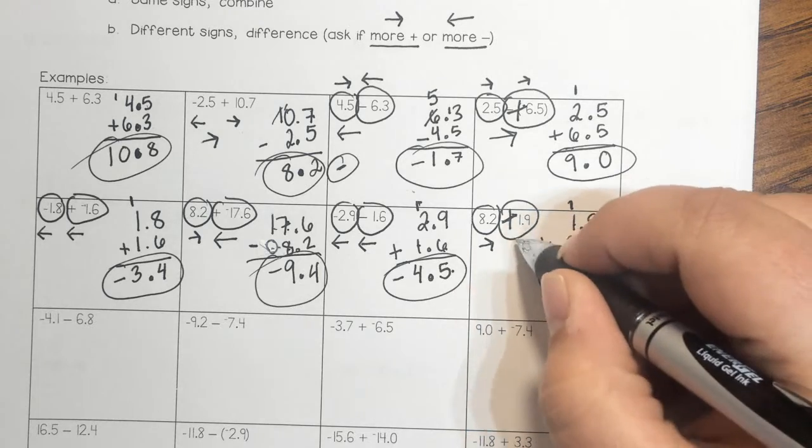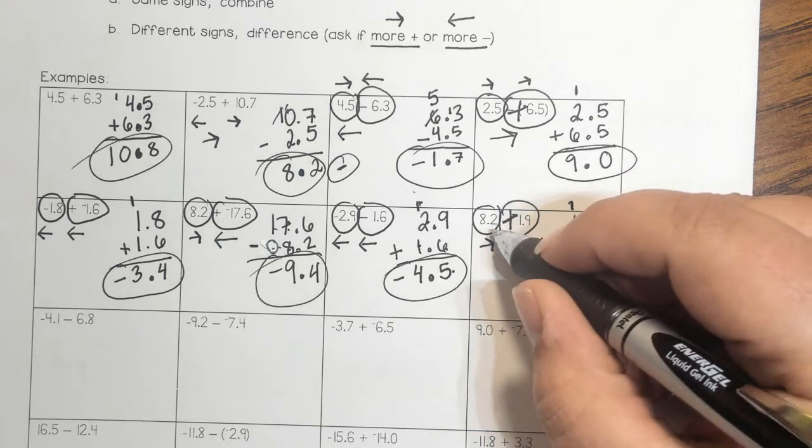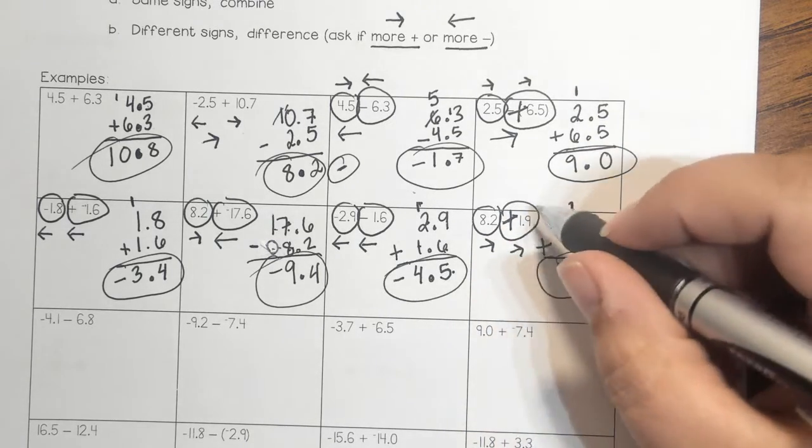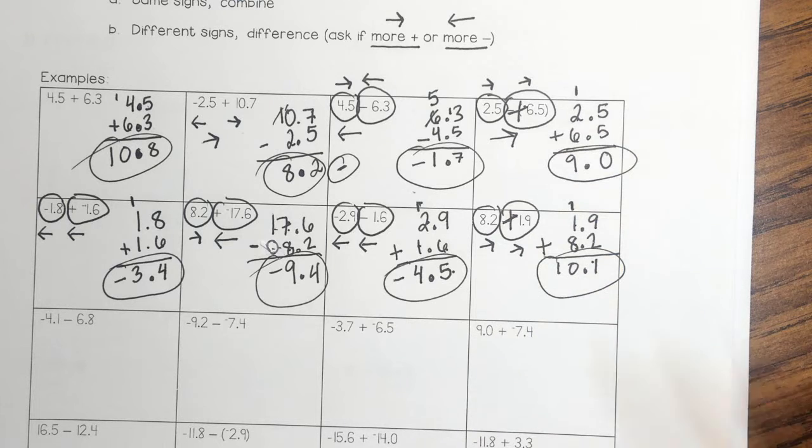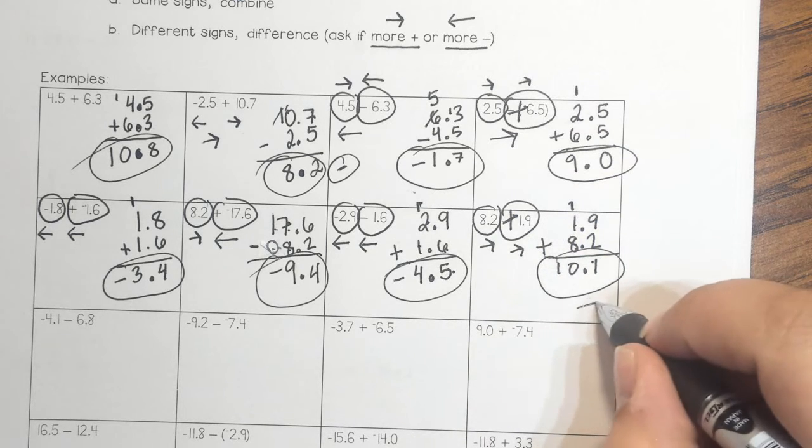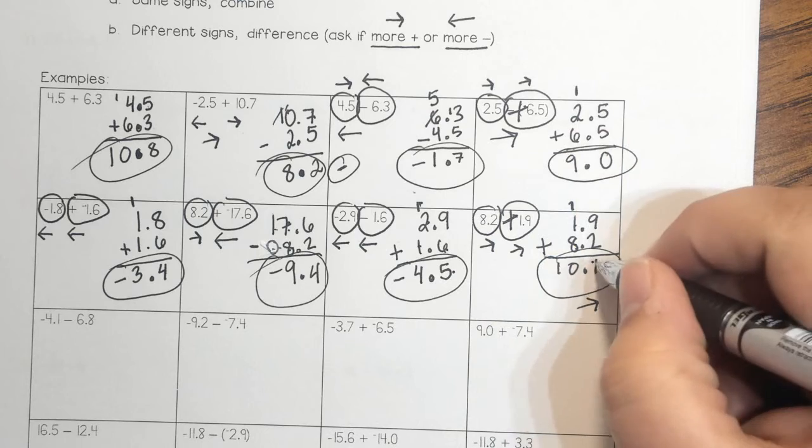8.2 was positive, and 1.9 minus a negative was a positive, right? So those are both going to the right, which means 10.1 is going to the right, and this is a positive 10.1.